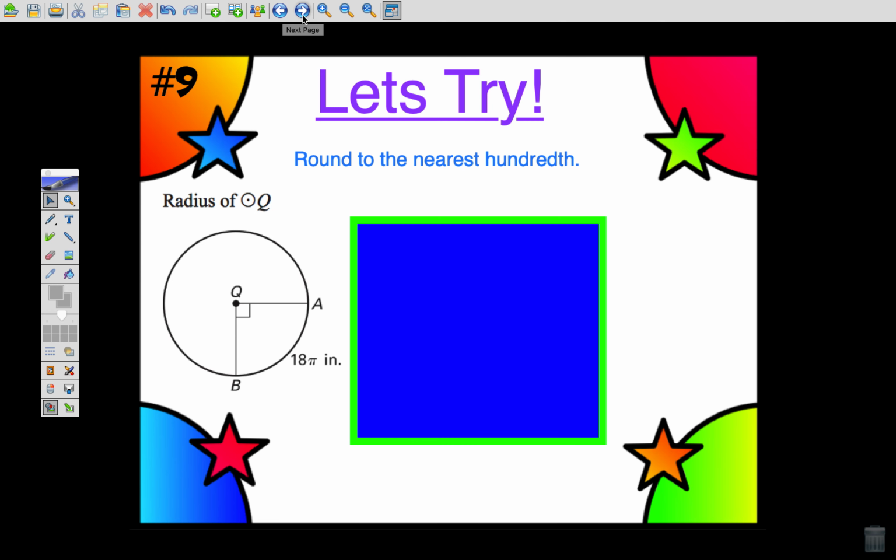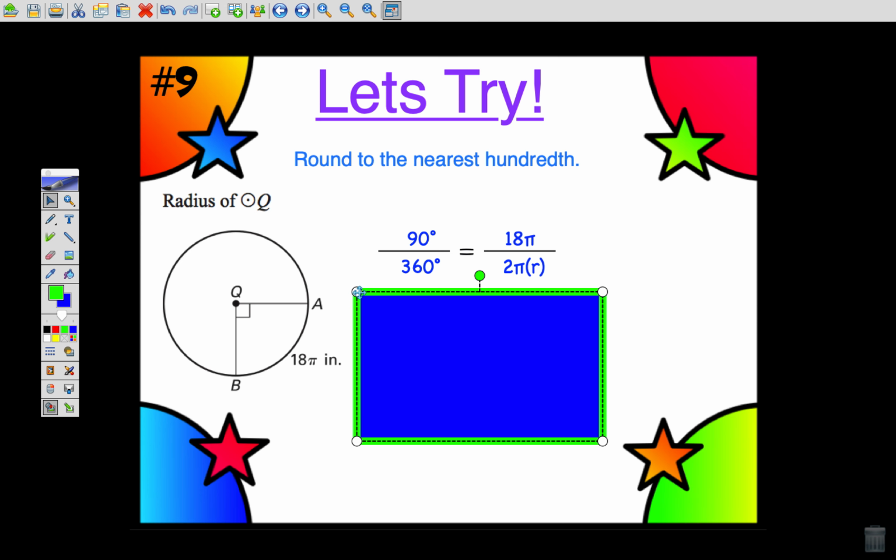All right, this time again we have an arc length. We have an exact arc length, as a matter of fact, because it has a pi in the answer. We know the measure of the arc is 90, and we want to go to the radius. So when you set up this one, instead of putting a big capital C down here, I'm going to put the formula for circumference because R is my variable.